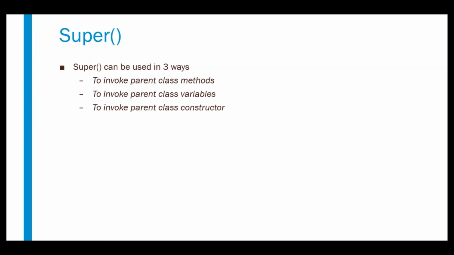So these are the three different ways we can use the super keyword: to invoke parent class methods, parent class variables, and the parent class constructor. Now let us see a few examples for each one of them. The first one is to invoke the parent class methods.